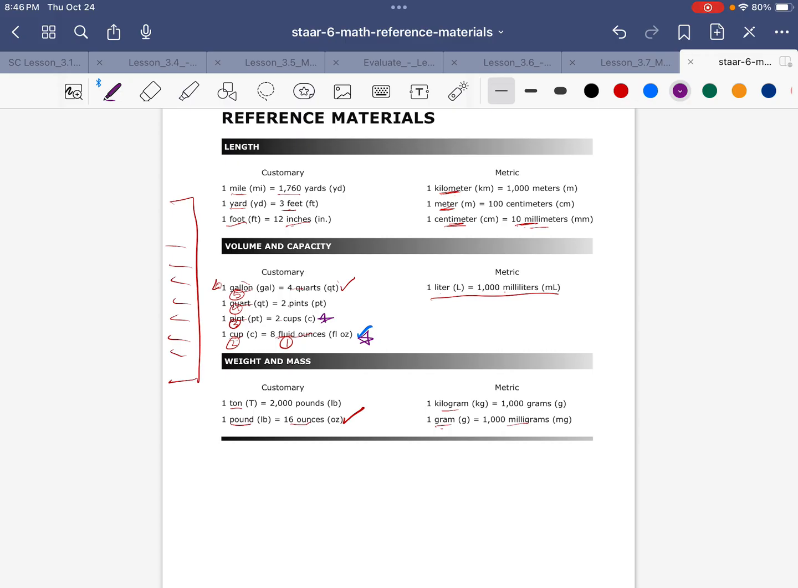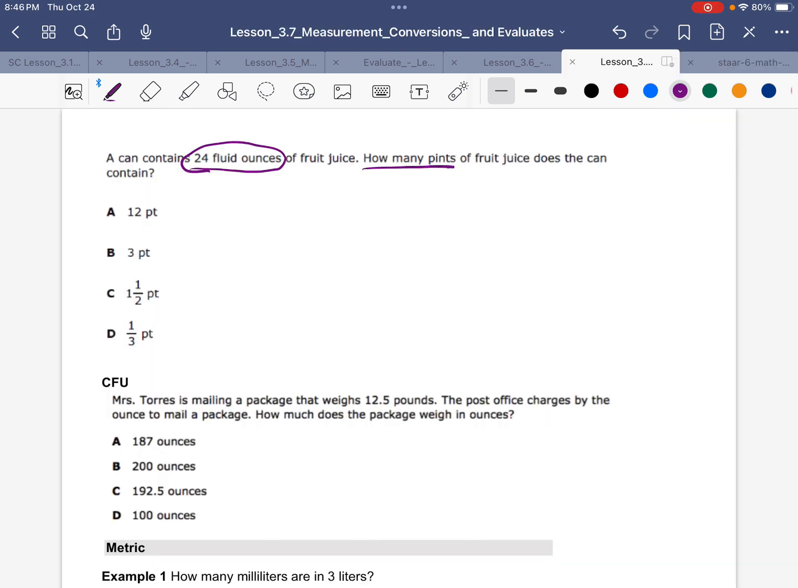conversion. 1 pint is 2 cups. And 1 cup is 8 ounces. So let's write those. 1 pint is 2 cups. We've been putting the 1 at the bottom, so let's go ahead and stay true to that. Let's write both the conversions we need, though.